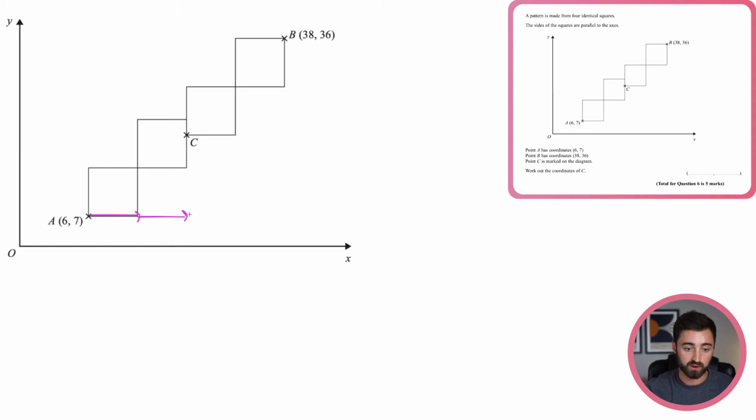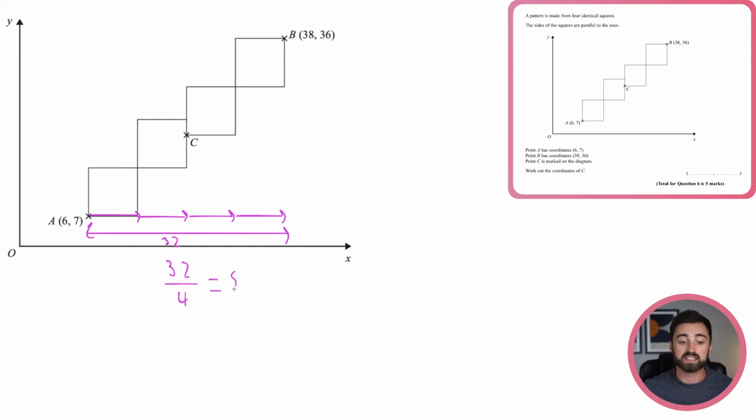1 square, 2 squares, 3 squares, 4 squares, and I'm at B, aren't I? So here's the thing, there are 4 squares between A and B lengthways. The x coordinate of B is 38. The x coordinate of A is 6. So what is the length of all 4 of these squares put together? It's the difference between 6 and 38, which is 32. And that is perfectly split in quarters between these 4 identical squares. So the width of each square is just 32 divided by 4, which is 8.